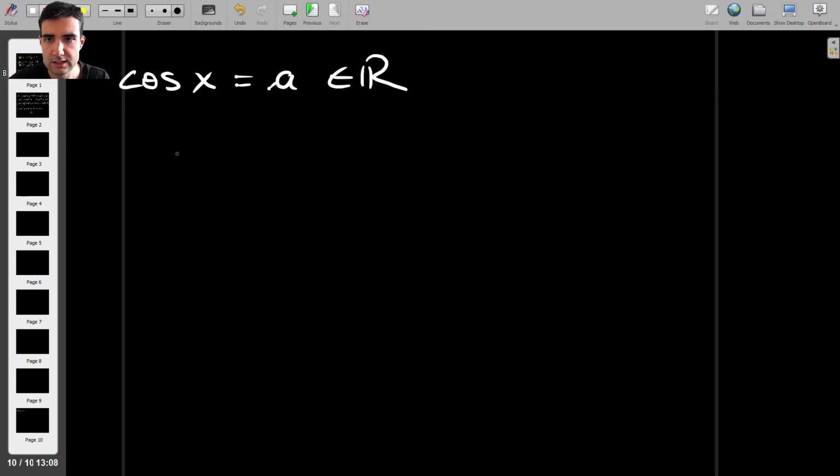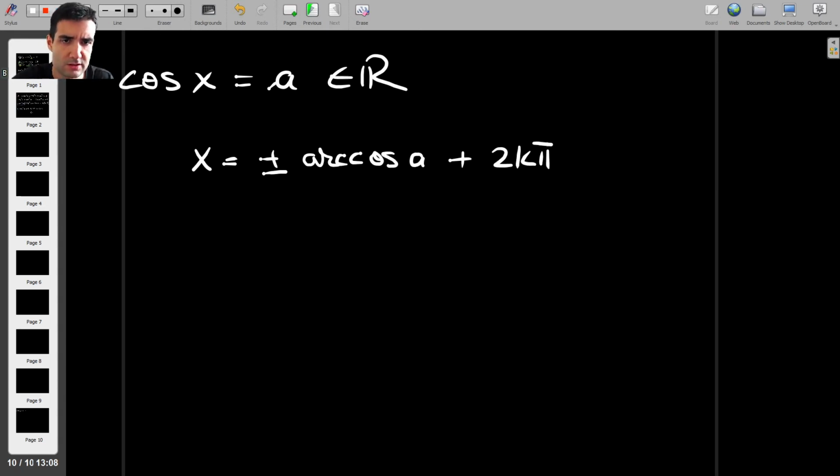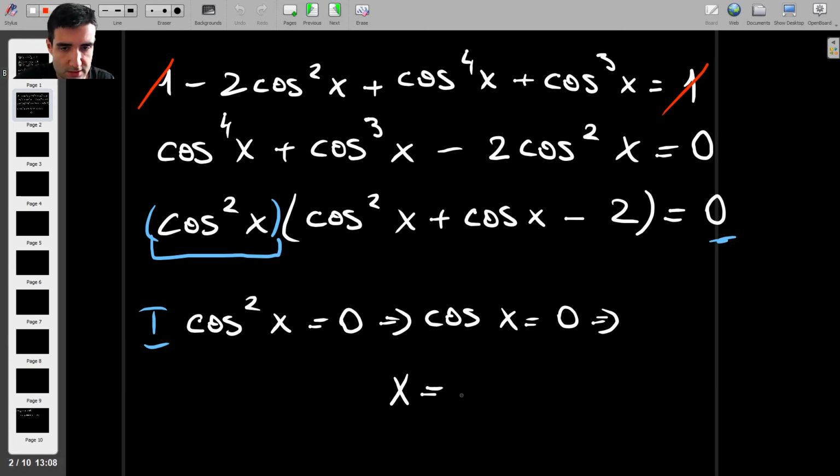everything is a real number, then x is going to be equal to plus or minus arc cosine of a plus 2k pi. So this is the general expression which gives you the x when you know that cosine of x is equal to a. As you know, there's an infinite number of solutions because this function cosine is periodic. So if we use this here, this is going to be plus or minus arc cosine of 0 plus 2k pi.